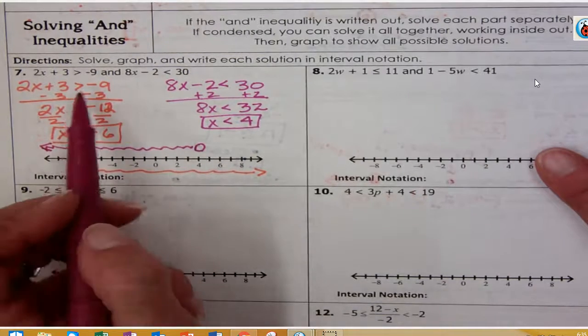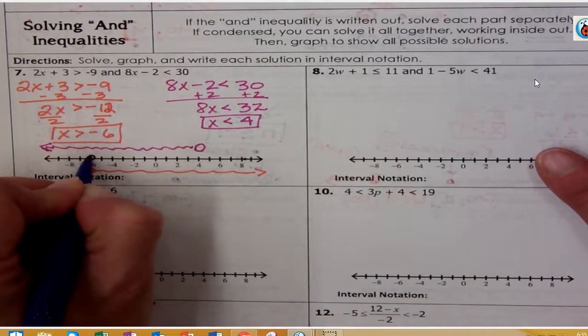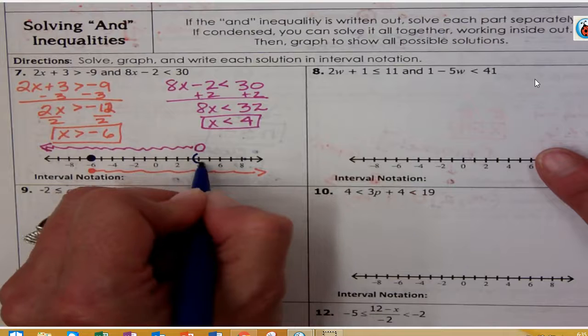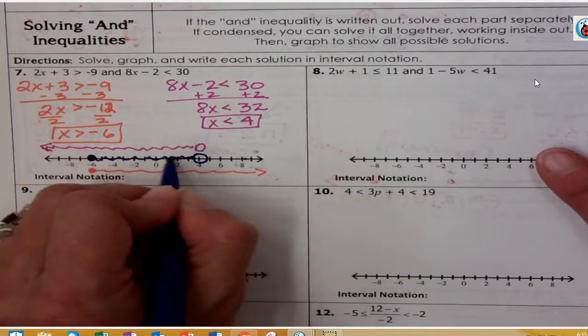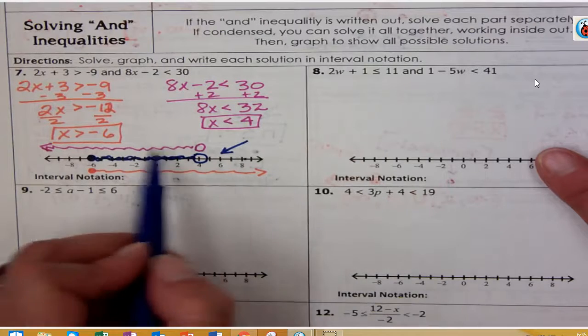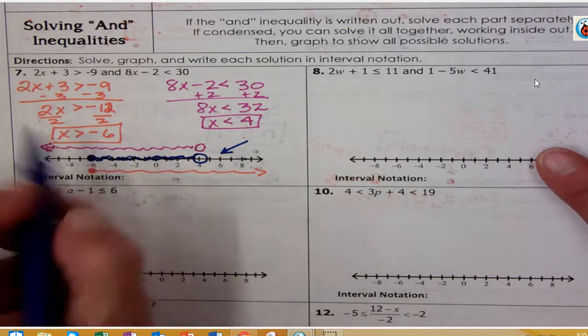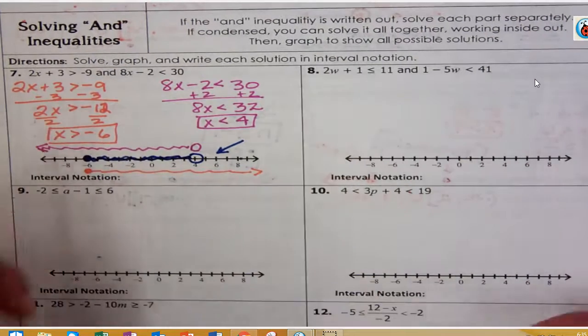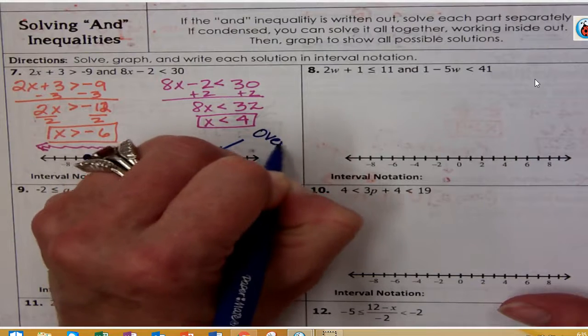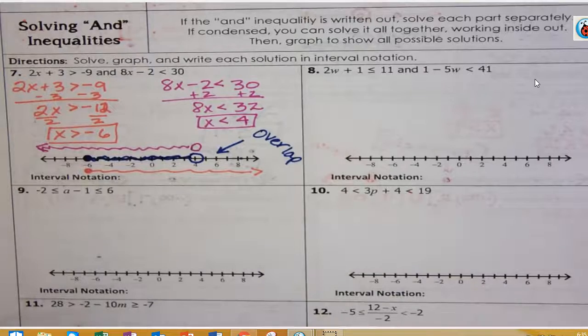But since we've got to take both of these together, do you notice that it has to stop here and stop here, so it's just in between. So the answer is this blue line. This is just showing you how you'd graph this by itself, and this is how you'd graph this by itself. But the answer is only where they overlap. So you have to look at the overlap, since it has to satisfy both. Okay? So we'll just do these others, and then we'll be done.